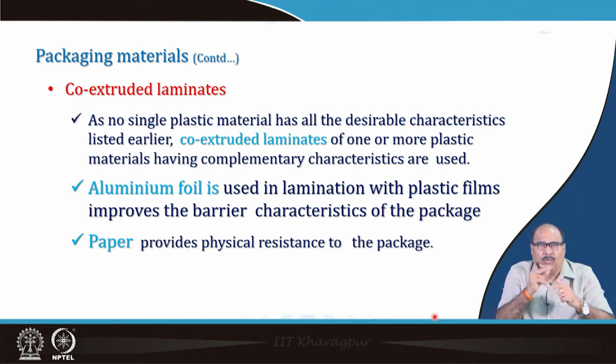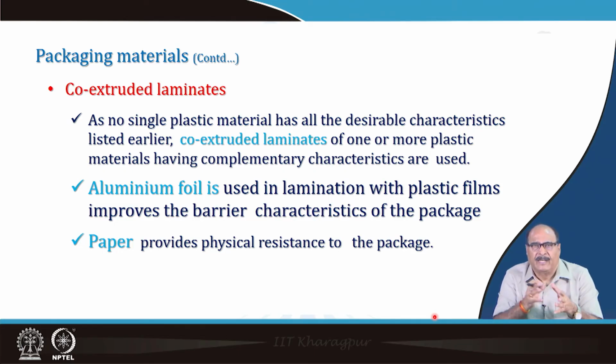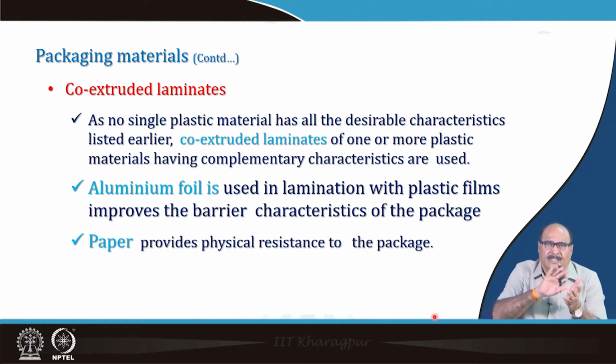So, they are co-extruded. Co-extruded laminates are one or more plastic materials having complementary characteristics, or even plastic, aluminum foil and paper in different layers. The aluminum foil is used in lamination with the plastic film, and it improves the barrier properties, the gas barrier characteristics of the package, and the paper provides the physical resistance. It also provides the area for the labeling, etc. of the package.